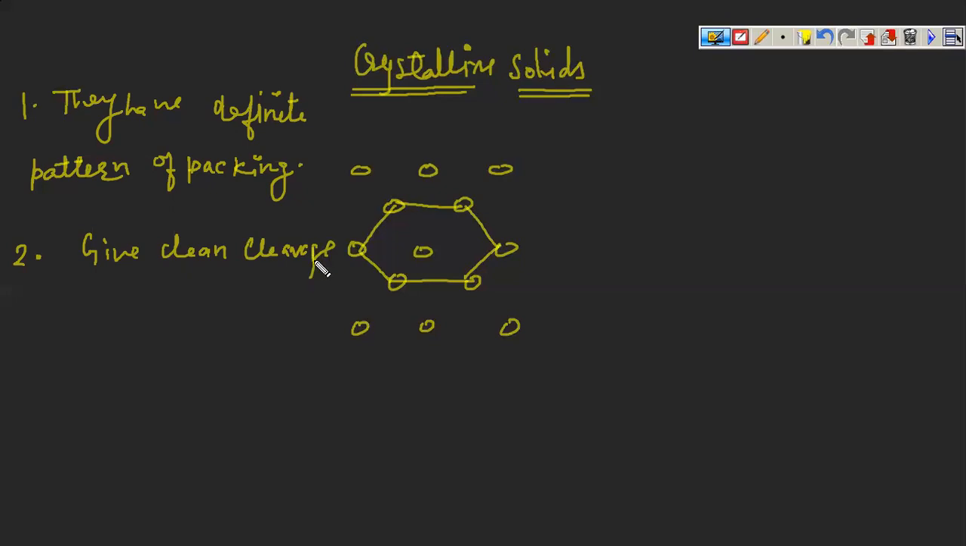What does the clean cleavage mean? Just suppose you have a crystalline solid, okay, and you have to split it in two parts or more than two parts. If you split the crystalline solid and the surface developed after splitting is smooth, then you can say it is clean cleavage. Okay, why does it happen? You know very well, crystalline solids have well arranged particles.